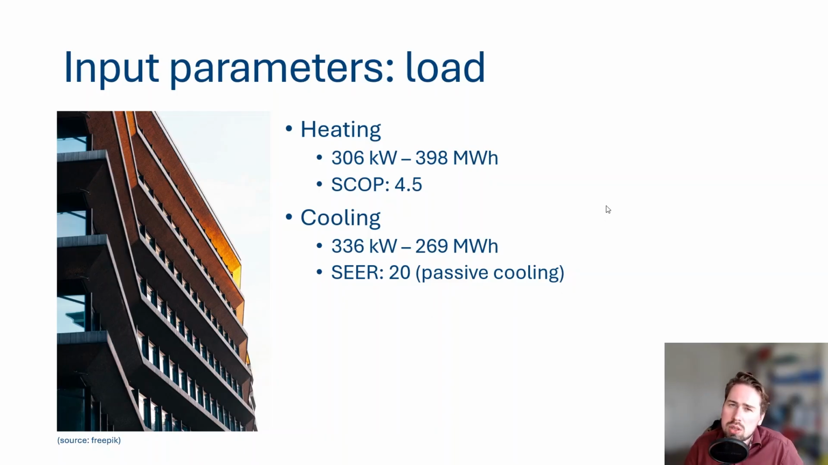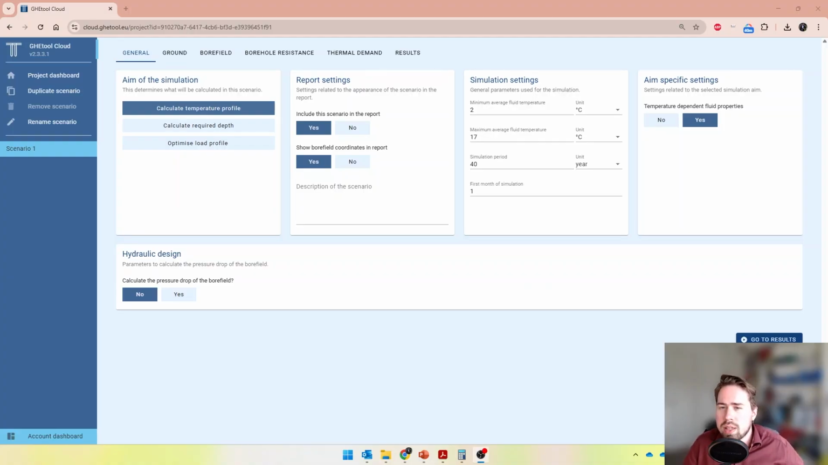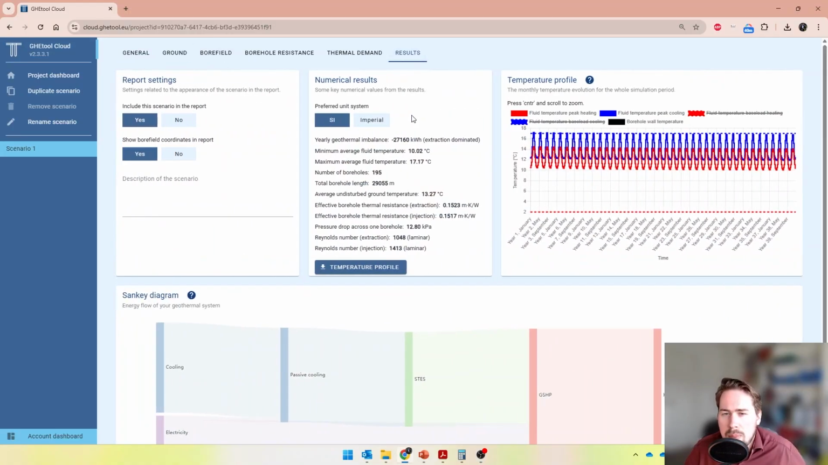So with these values, you can enter it in GHEtool yourself, play around a little bit, and use the questions in the article below. I see you in GHEtool. So here we are in GHEtool. I've entered all the information we discussed before. So let's jump to the results tab.